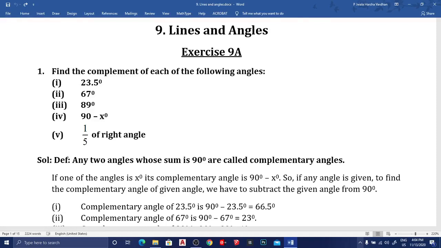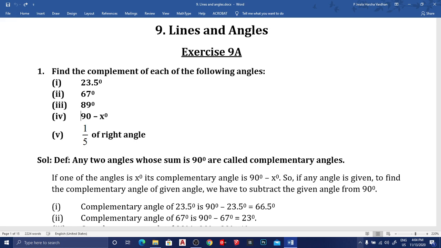So now, up to now we have learned all the basic definitions of lines and angles, which are point, line segment, line, ray, how the angles are formed, and types of angles, which are acute, obtuse, straight, zero angle, right angle, and reflex angle. All these types of angles you learned.